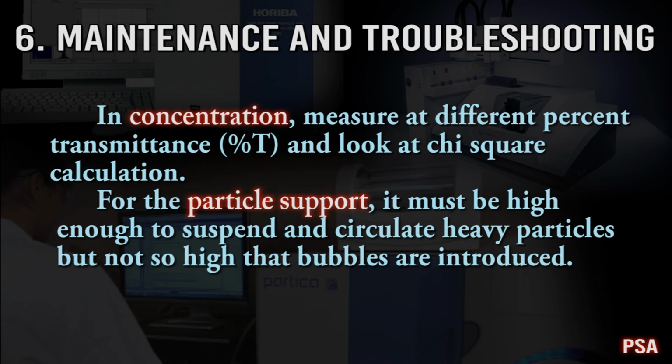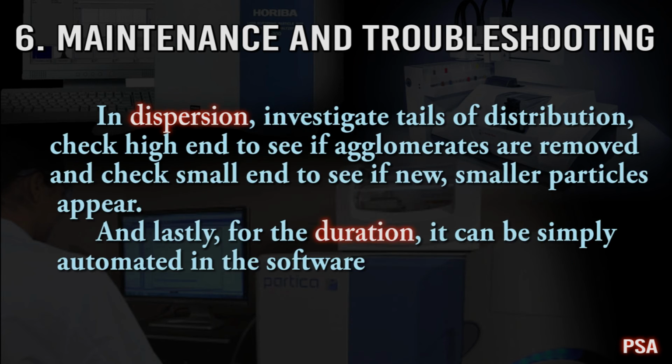For the particle support, it must be high enough to suspend and circulate heavy particles but not so high that bubbles are introduced. In dispersion, investigate the tails of the distribution, check the high end to see if agglomerates are removed, and check the small end to see if new smaller particles appear. And lastly, the duration can be simply automated in the software.